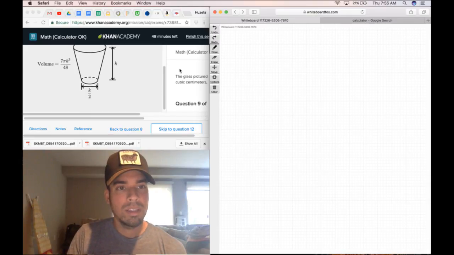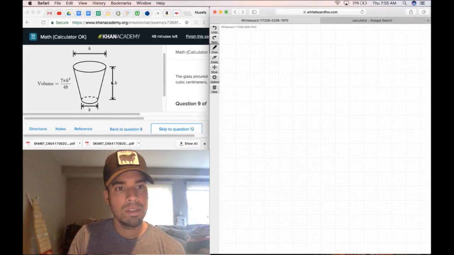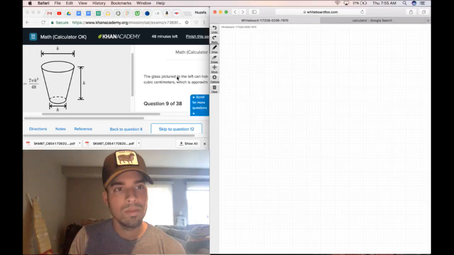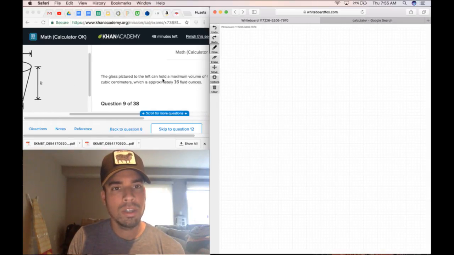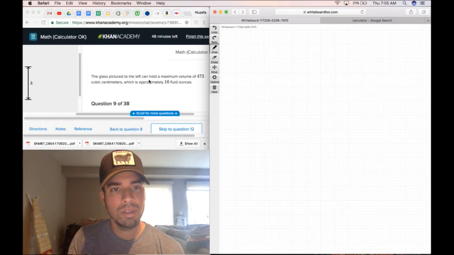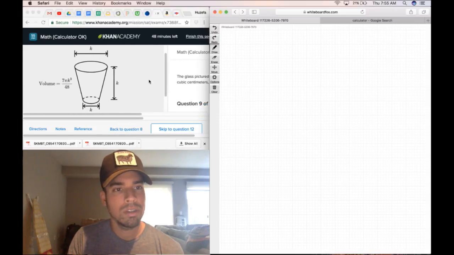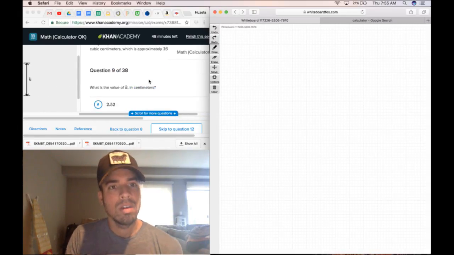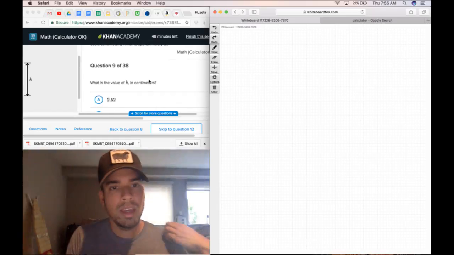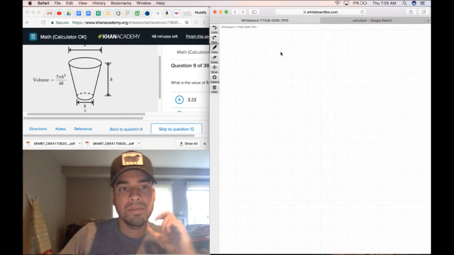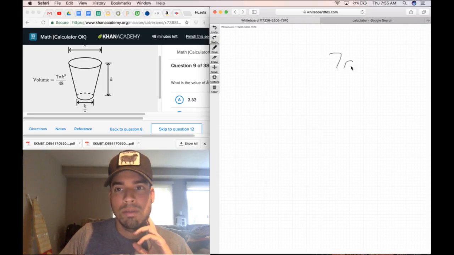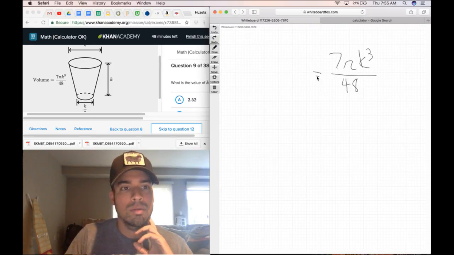All right, next we've got this thing. There's the volume of this guy, and they gave us that equation. The glass pictured to the left can hold a maximum of 473 cubic centimeters, which is 16 fluid ounces, right? That's K over 2, and that's K, and that's K. What is the value of K in centimeters? So we're just going to have to plug it in. 7 pi K cubed over 48 equals, what does it say?